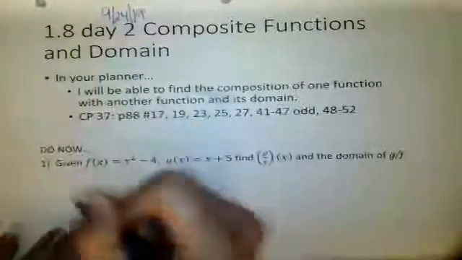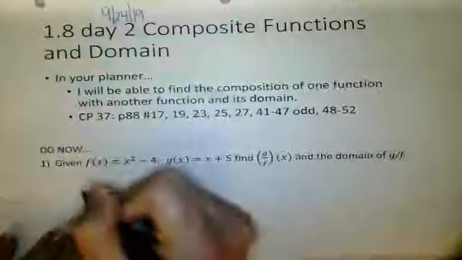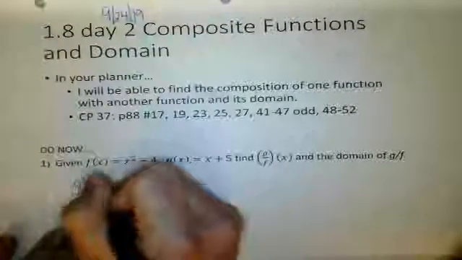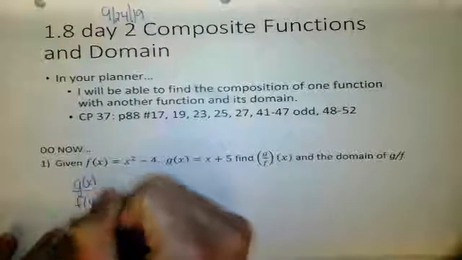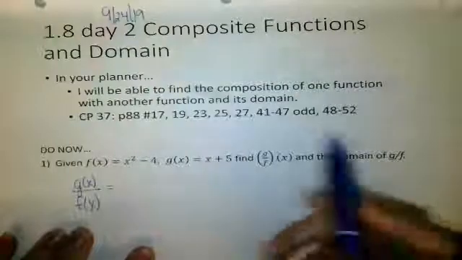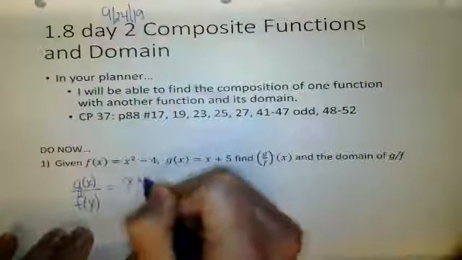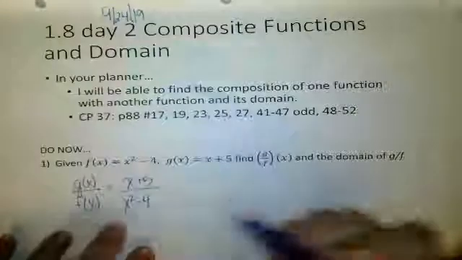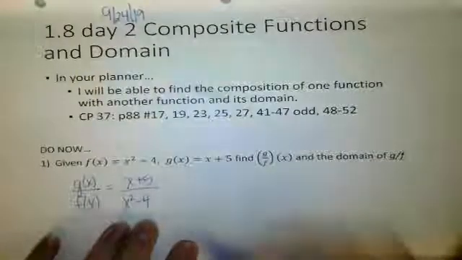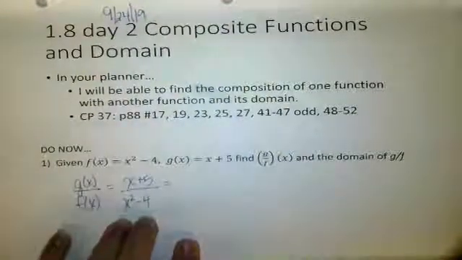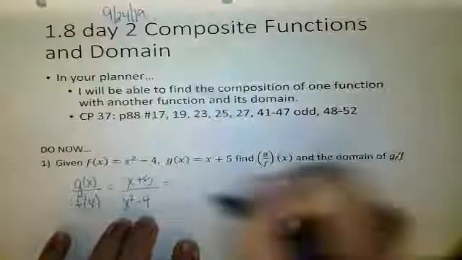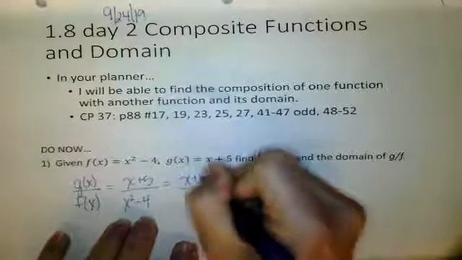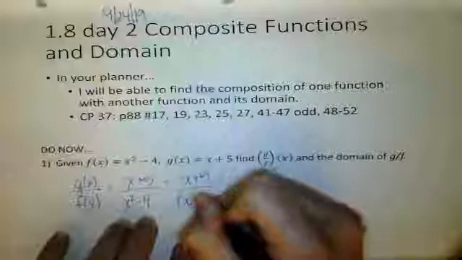What does that really mean? G of x divided by f of x. So it's easy to do. Our g function is x plus 5. And our f of x function is x squared minus 4. And this is a lovely answer, but what might we be able to do with the denominator? Factor. So we can factor. And you don't have to.